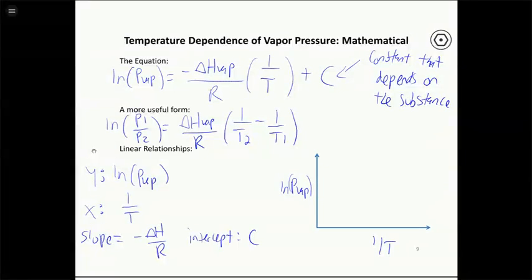Which again, we're not really going to usually use this form of the equation, but we can measure that constant C if we look at the dependence of the vapor pressure on the temperature. So if we compare two different substances, water might look something like this. Again, this is qualitative.